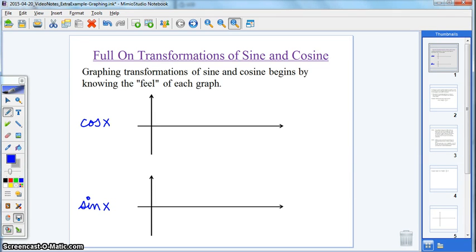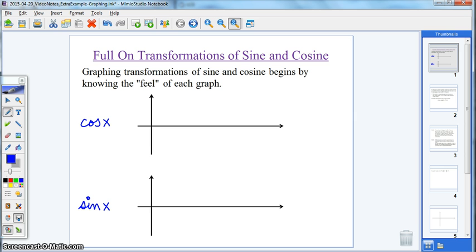Graphs involving sine or cosine can become quite complicated when you add in horizontal transformations. But based on ideas we've already discussed in class, this video shows a process you can use to simplify things a bit. And that process is based upon knowing what we call the feel of each graph. What does one period of each graph look like?